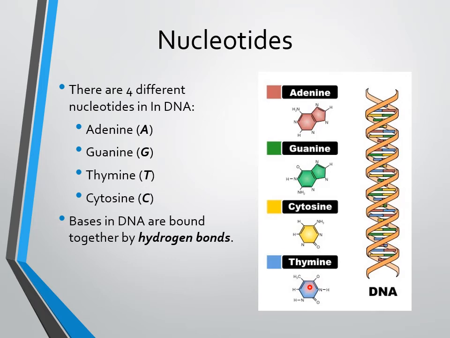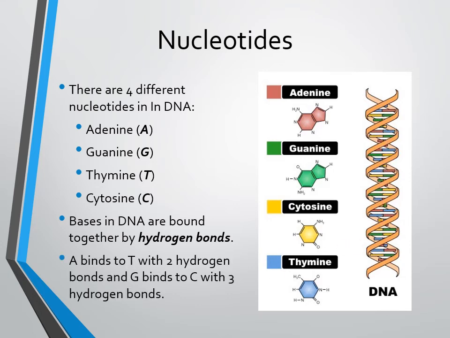Bases are bonded together by hydrogen bonds. So in between each of the bases right here, you can see the different colors, but in between each of those, they are connected by hydrogen bonds. A binds to T, and they have 2 hydrogen bonds in between them, while C binds to G, and they have 3 hydrogen bonds in between them.